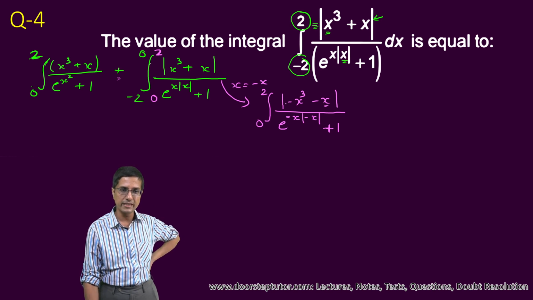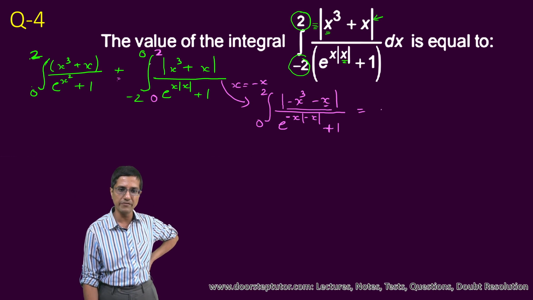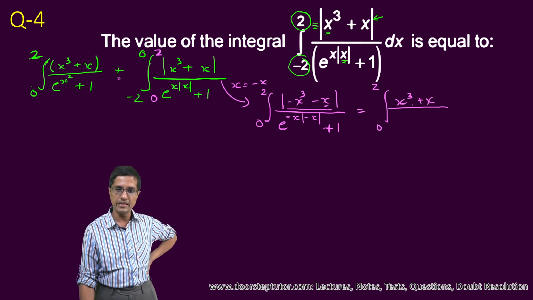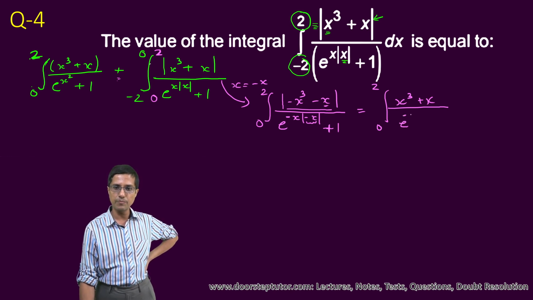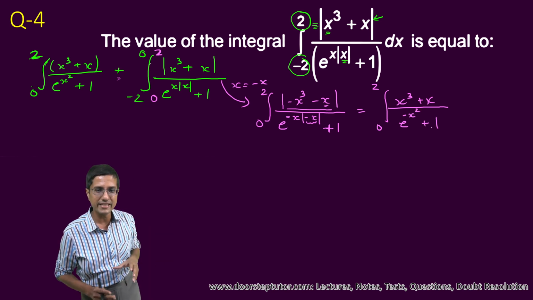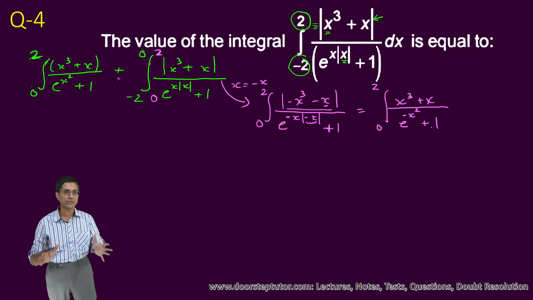So to get rid of this absolute value sign, I only consider the magnitude of this quantity within. And the magnitude of this quantity is nothing but x cube plus x. Okay, that is the positive value. And from here also we only consider the magnitude, which from 0 to 2, the magnitude of minus x is simply equal to x. So this becomes e raised to power minus x squared plus 1. Okay, and that is the thing here. Now we are done with our technique.